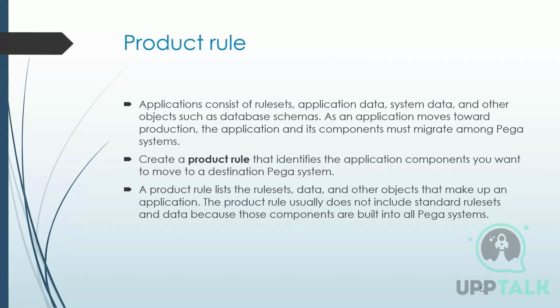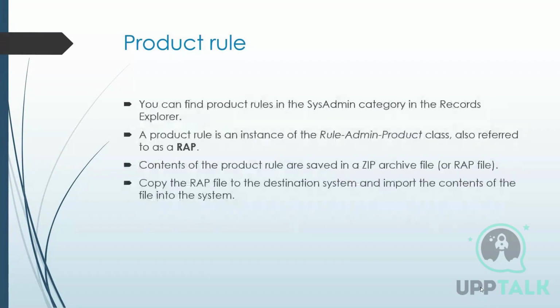So every rule, every data has to be moved across. Your product rule is going to consist of all the rule sets of your application and all the application data, be it your field values or whatever data is involved. All that has to be moved, and database schemas, the tables, all of these also have to be moved across. So everything is bundled and put together in a product rule. This product rule has to be imported and exported across the environments. Now, how is this product rule generated, or what is this called?